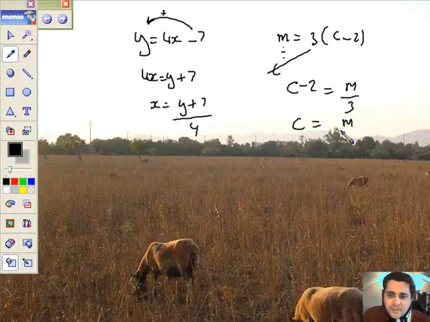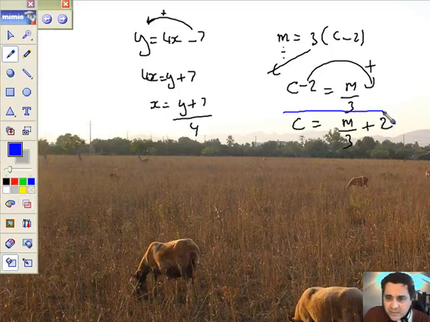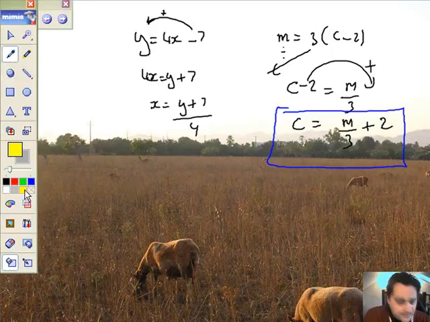So to get C on its own, we've got m over 3, and the minus 2 becomes positive next door. Take it over and add it, and that's how I was taught anyway. I really like this method. It's uncomplicated, and just remember to do the inverse operation, you'll be fine.